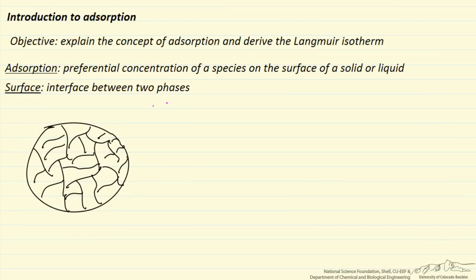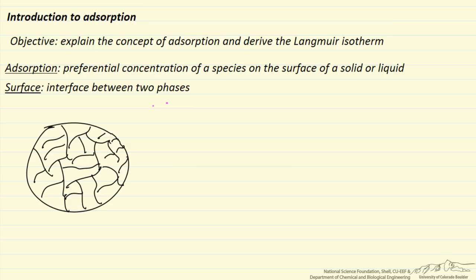I'm going to give a brief introduction to the idea of adsorption in this screencast and then derive the Langmuir isotherm, which is perhaps the simplest model of adsorption. So what we mean by adsorption is the preferential concentration of a species on the surface of a solid or liquid, where the surface is defined as any interface between two phases. We'll concentrate on a solid here, and this can be adsorption from the gas phase or from the liquid phase.